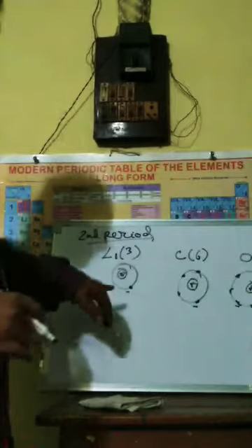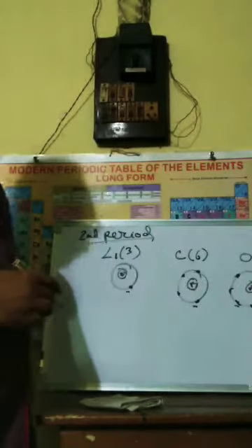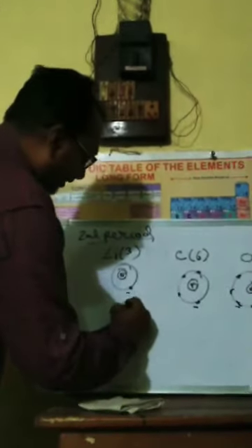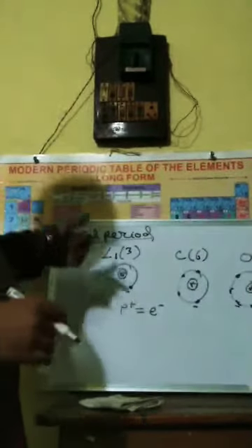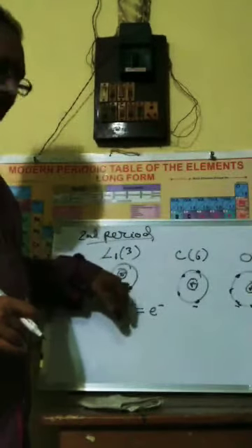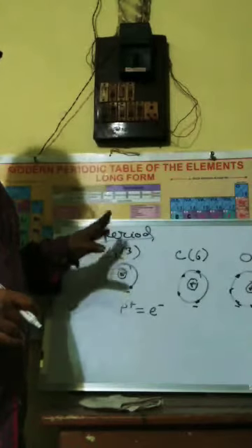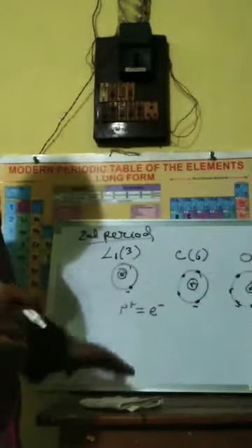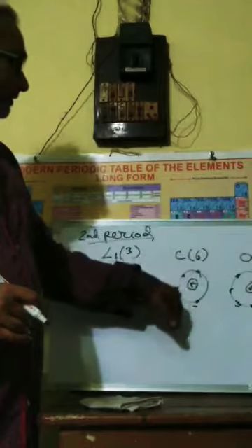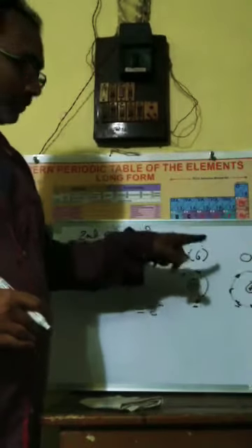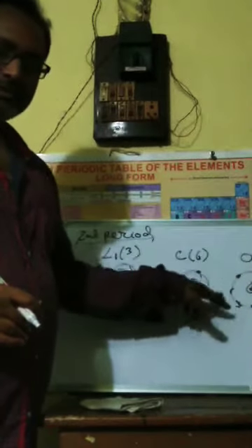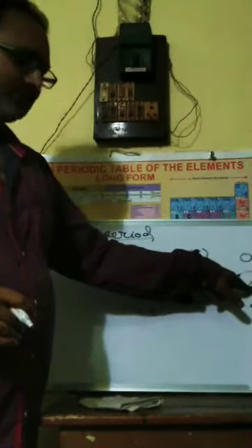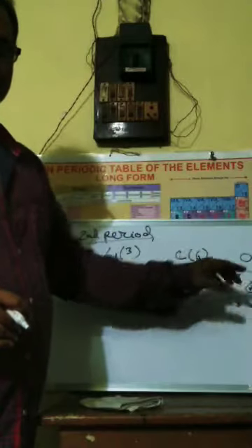The number of protons is equal to the number of electrons. So how many? Lithium has 3 electrons, that means 3 protons inside. Carbon has 6 electrons, so 6 protons, 6 positive charge inside. Oxygen has 8 electrons, 8 negative charge outside and 8 positive charge in the form of proton inside the circle.